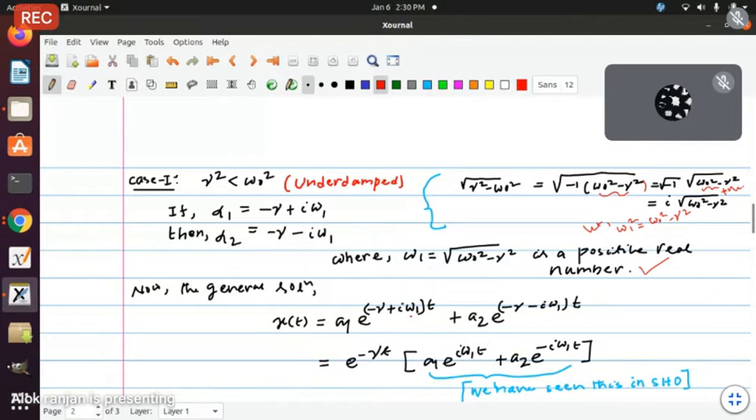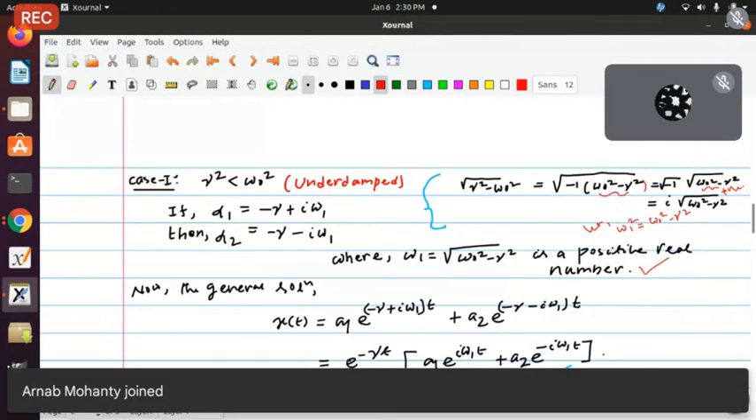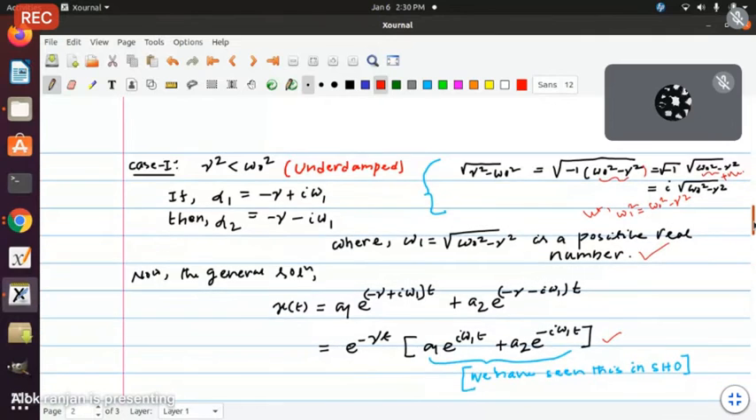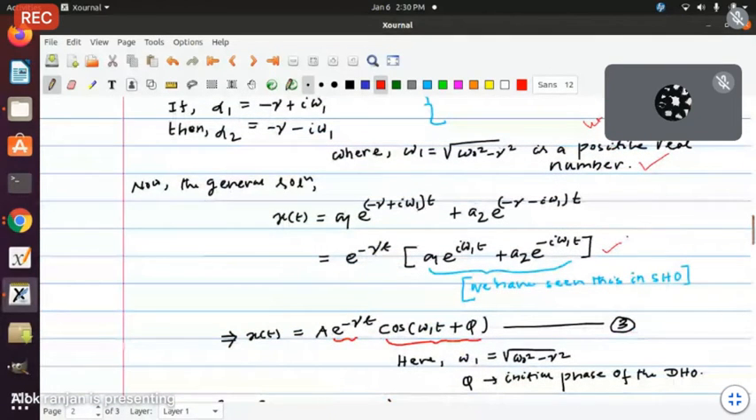Simply substituting the value of alpha 1 and alpha 2, and then rearranging the terms, we end up with this equation. Again, the term sitting inside the square bracket we have already seen. Therefore, we can solve by using the exact procedure that we have done for the simple harmonic oscillator. So I'm writing down the solution.